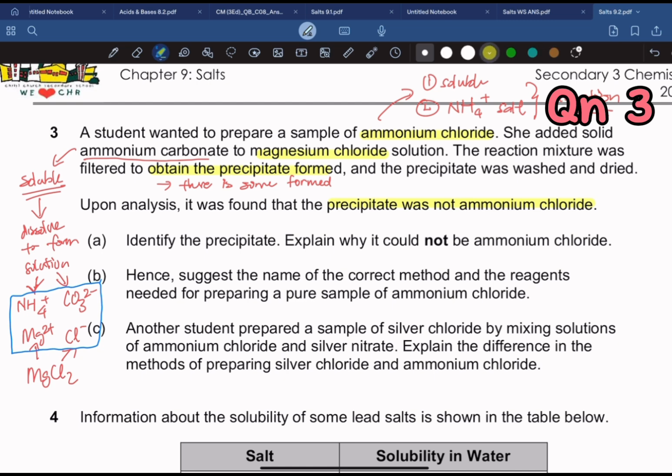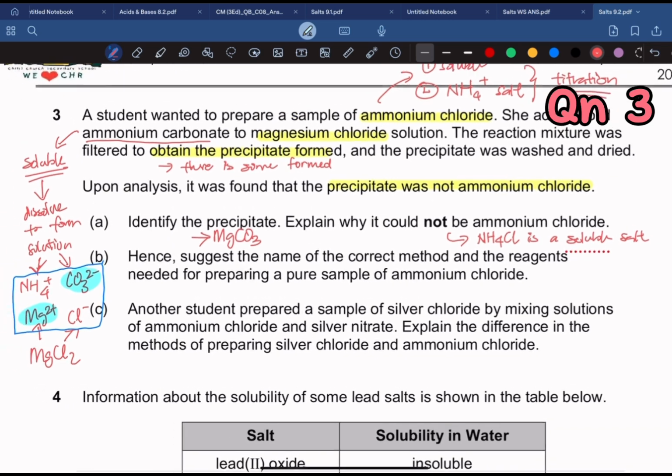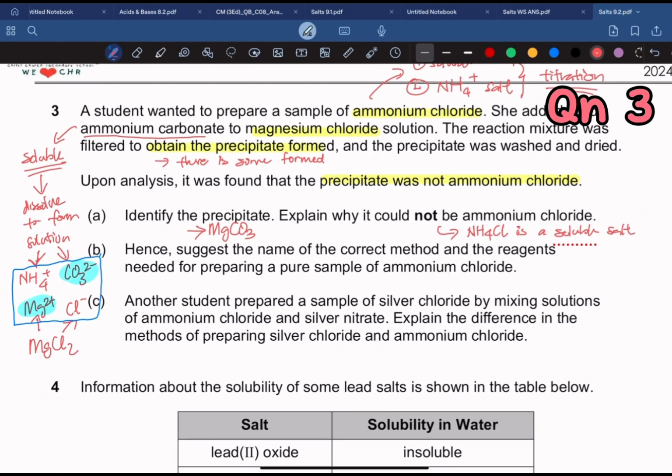To study them, I have found a pair to be my magnesium and my carbonate, because magnesium carbonate is actually insoluble. So the precipitate here is actually my magnesium carbonate. So it's not the ammonium chloride pair that will come out as a solid, but it is the magnesium and the carbonate pair that is your precipitate here. Why could it not be ammonium chloride? Very easy to answer this. You just say NH4Cl is a soluble salt, right? Soluble salt, and it will not form your insoluble precipitate.